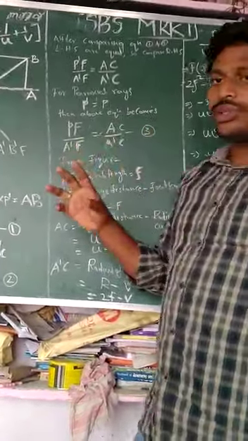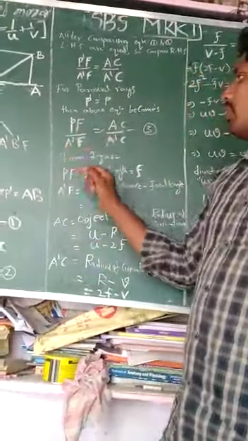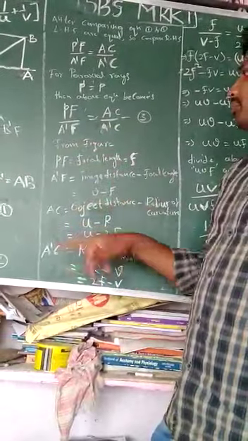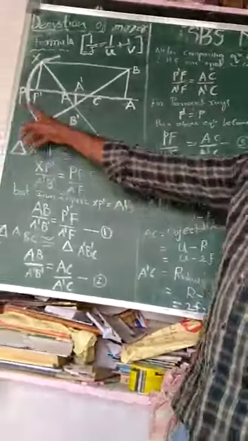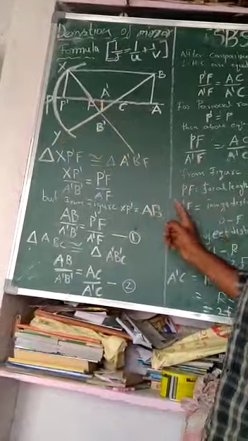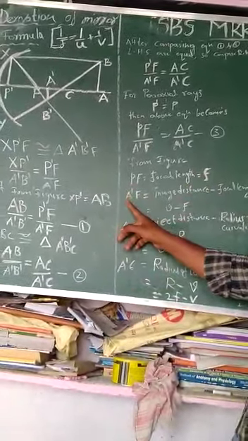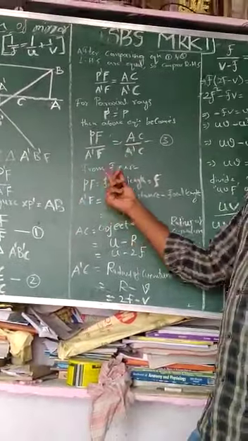But now we need to get values for PF, A dash F, AC and A dash C. From the figure, we know that the distance between pole and focus is the focal length, indicated with small f. Next we need to calculate the value of A dash F.